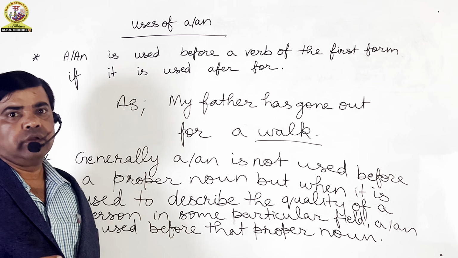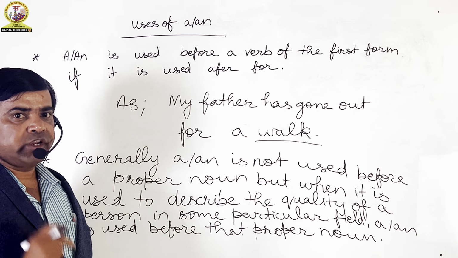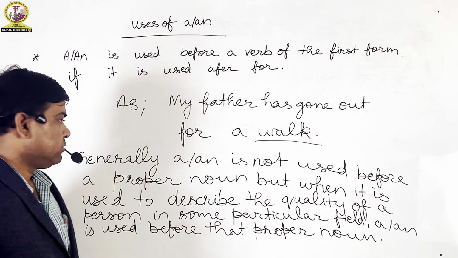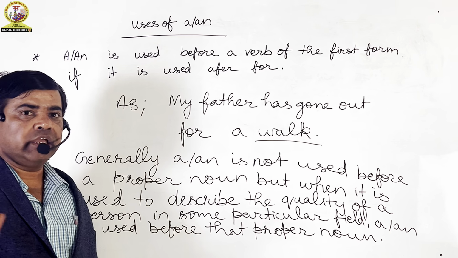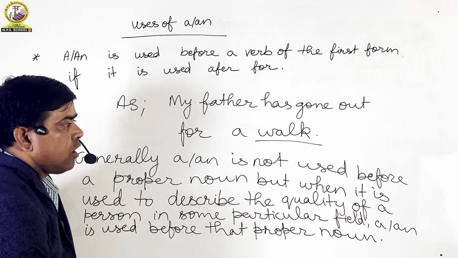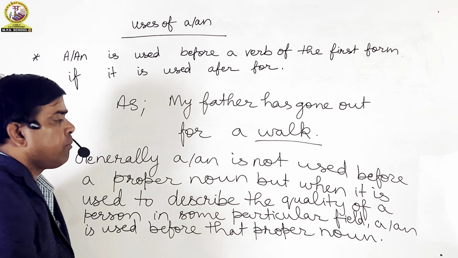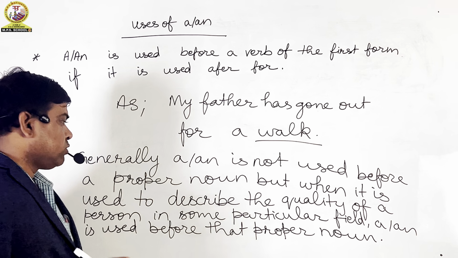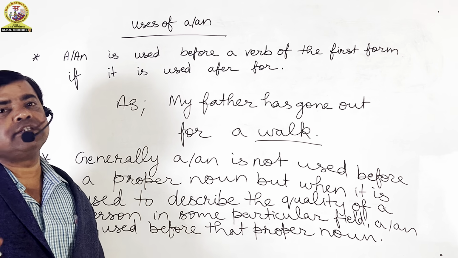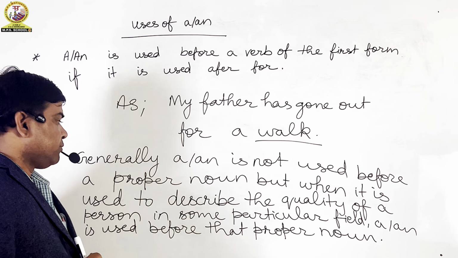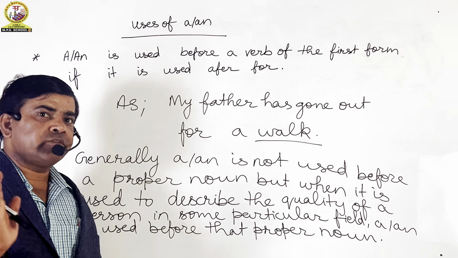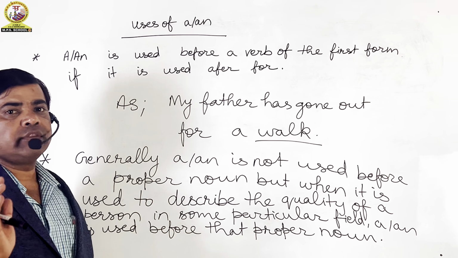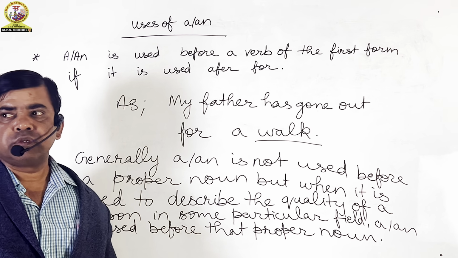Friends, our next important point related to the usage of A or An is: generally A or An is not used before a proper noun, but when it is used to describe the quality of a person in some particular field, A or An is used before that proper noun.